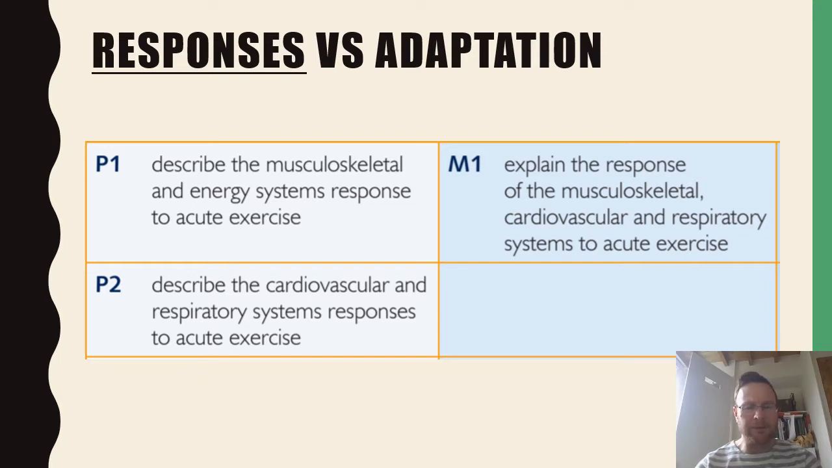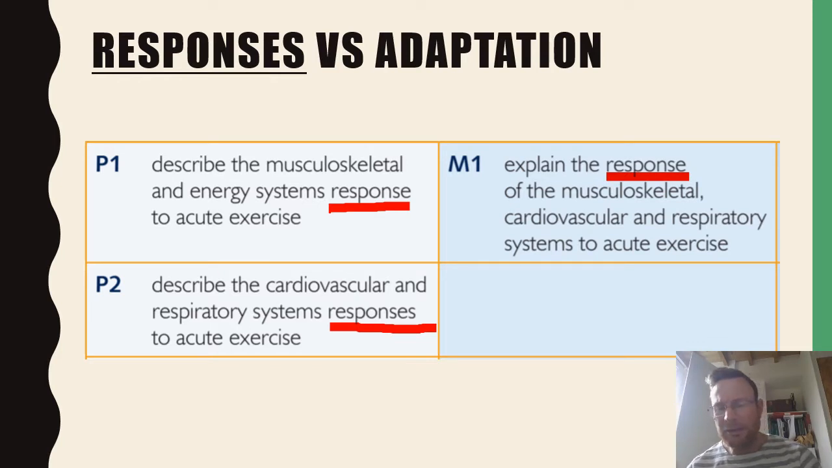Describe the musculoskeletal and energy system response to acute exercise, and describe cardiovascular and respiratory system responses to acute exercise. Explain the response. So the key thing here is the response in the short term. I think it's useful to look at it from a perspective of what is happening to these systems as we move into exercise, so during the warm-up, during the exercise session, and then the adaptations to that exercise is what comes later. Just to make sure that's very clear, we're dealing with exercise in the short term.